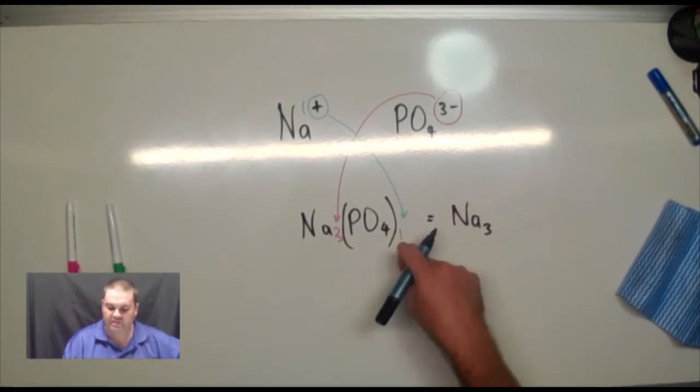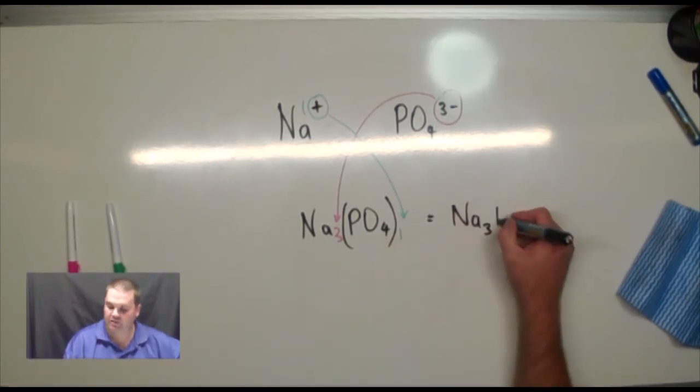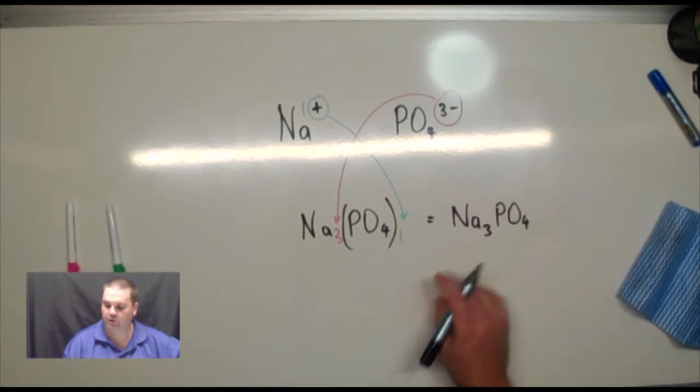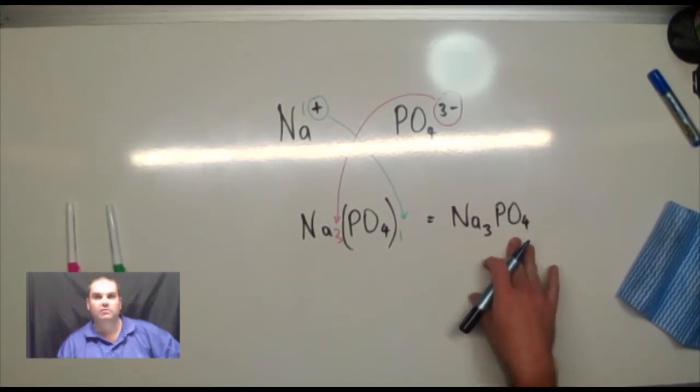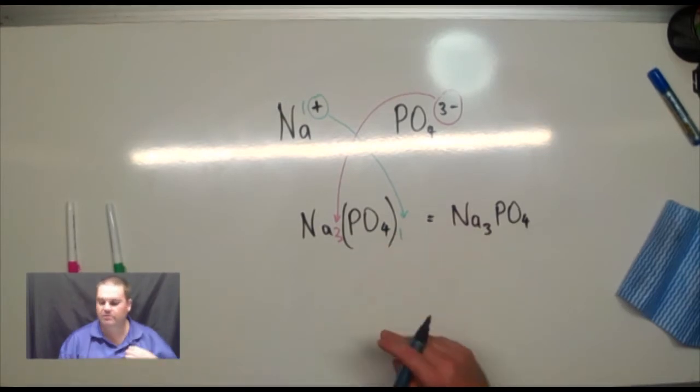So when we actually write out the formula, Na3, and because there's a 1 there, we can get rid of the brackets. It becomes just PO4. So that's sodium phosphate. If there's a 1 outside of the brackets, you can get rid of it as well.